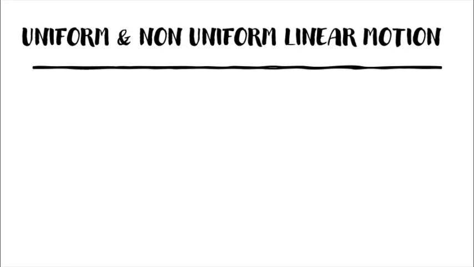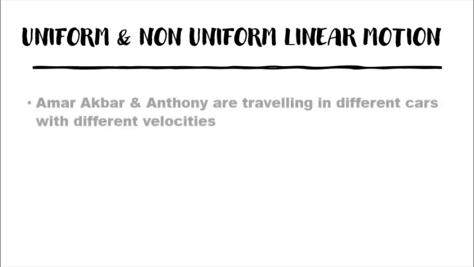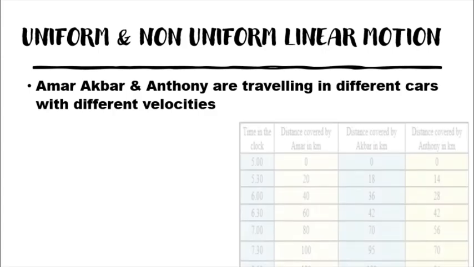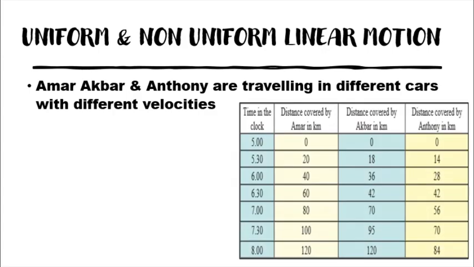Uniform linear motion is when an object covers equal distance in equal time interval. And when an object covers unequal distance in equal time interval, it is said to be moving with a non-uniform speed. Let us understand this with an example. Amar, Akbar and Anthony are traveling in different cars with different velocities. Here in the table, the distance covered by Amar, Akbar and Anthony and the time are given.